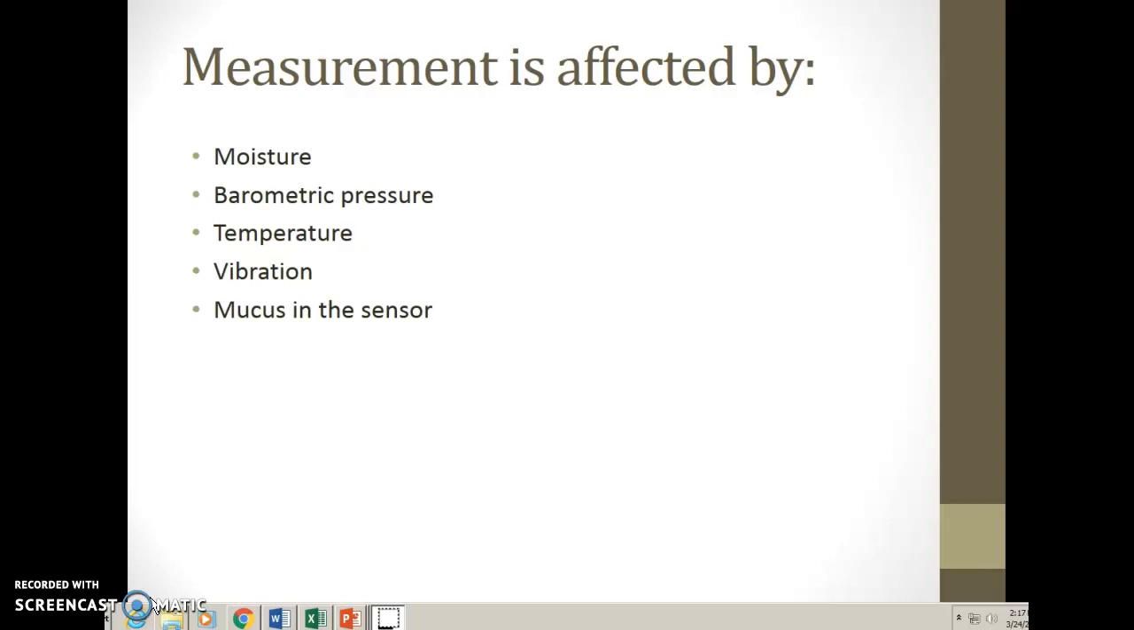Temperature, so remember that we have to heat the mainstream capnometer. Vibration, so if there's a lot of vibrations either from the ventilator or mask or anything that the patient's using, that could affect the reading. And then mucus in the sensor, so if there's any mucus in that sensor, either side stream or mainstream capnometer, it will affect the reading of the carbon dioxide level.